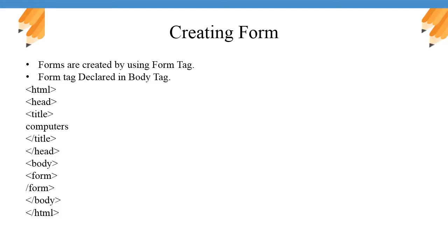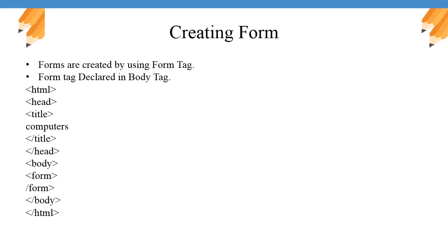The head section is used for indicating the title of the web page with the help of the title tag. The head section contains the title tag. With the help of this title tag, we indicate the title of the web page. The body section is used for containing the web page text. Form tags are declared within the body section. Form is the starting tag, slash form is the ending tag.